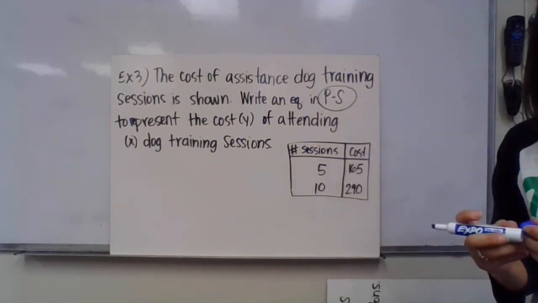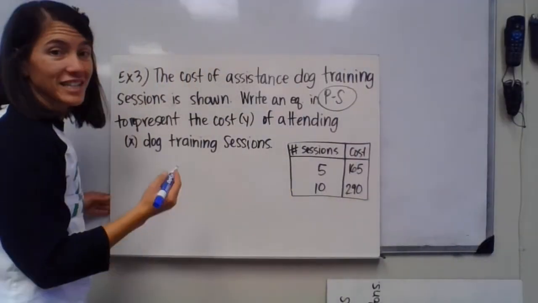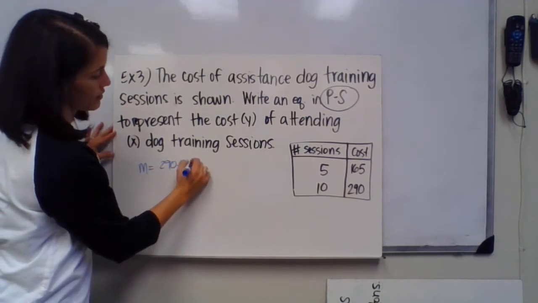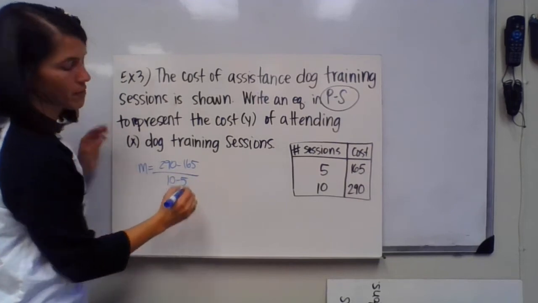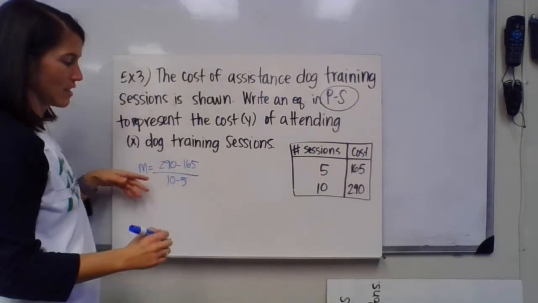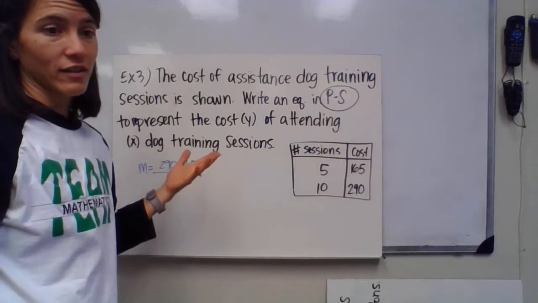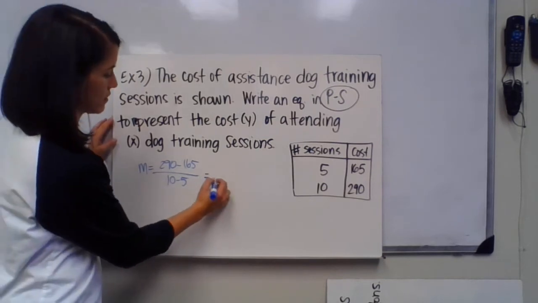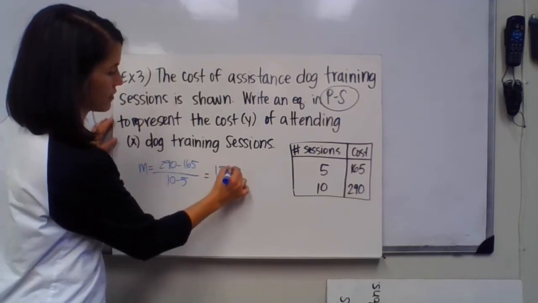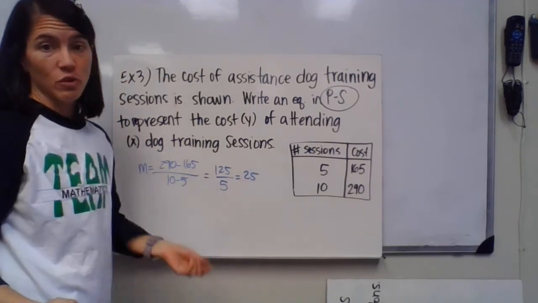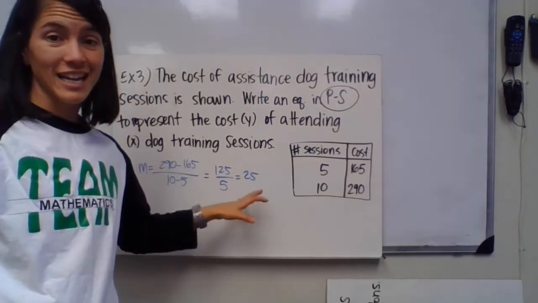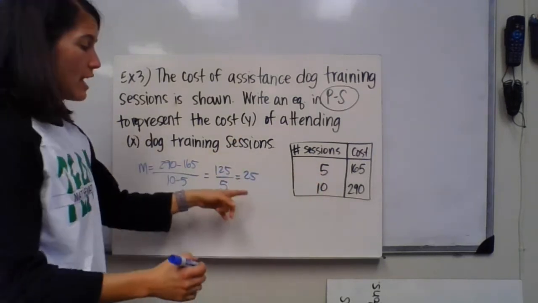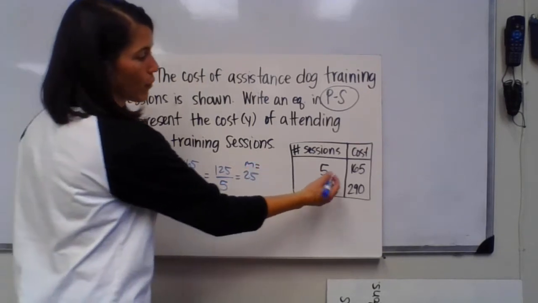And again, we have to find the slope. We need to find the slope by subtracting y minus y over x minus x. And when you do this, you can use your calculator again. This is 125 over 5, which is 25. The slope should be 25. And what this slope means is it costs $25 per dog session.